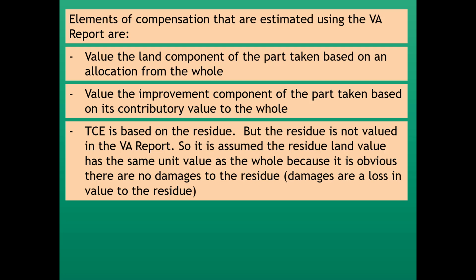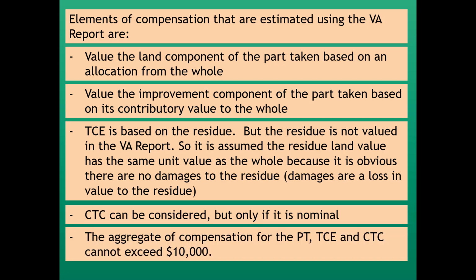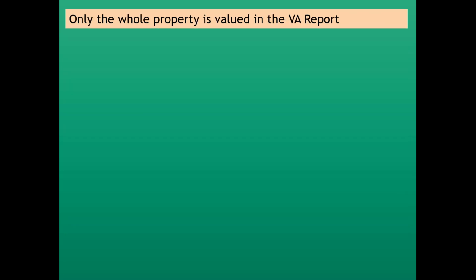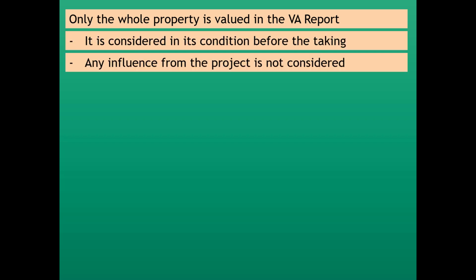Damages, again, being a loss in value to the residue. Cost to cure can be considered, but only if they're nominal. And the aggregate amount of compensation for the part taken, temporary construction easement, and cost to cure cannot exceed $10,000. Only the whole property is valued in the VA report. It's considered in its condition before the taking. Any influence from the project is not considered.